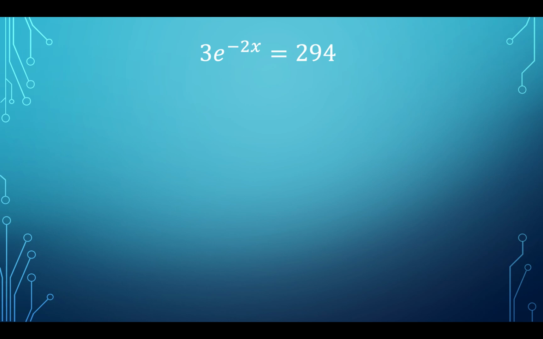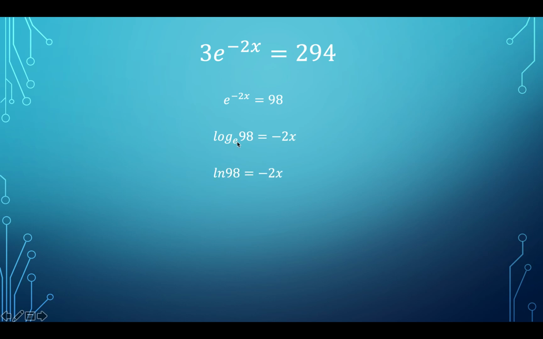Now how about this one? 3 times e to the negative 2x is equal to 294. What should we do first? Divide each side by 3 to get e by itself. So when we divide each side by 3, we're left now with e to the negative 2x is equal to 98. Okay, now just convert this to log form. So log e of 98 is equal to negative 2x.